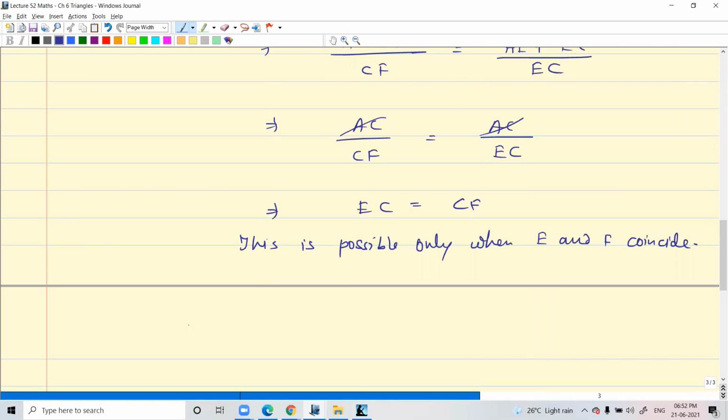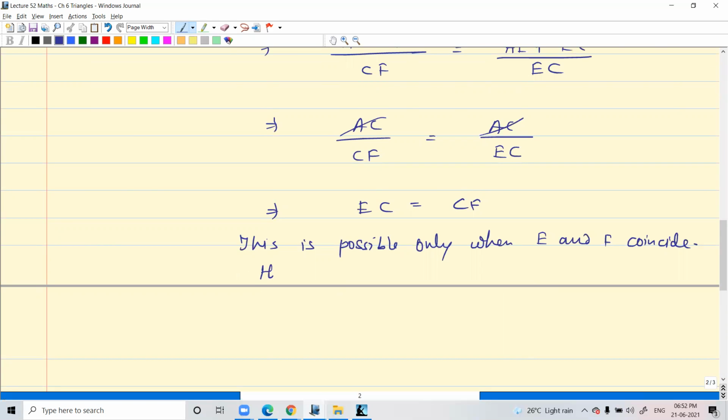Therefore, DE is parallel to BC. Because DF is parallel to BC, and E and F are the same point, DE also has to be parallel to BC.